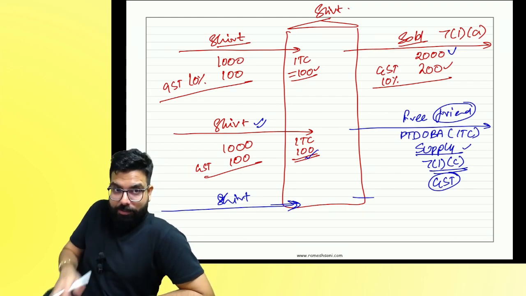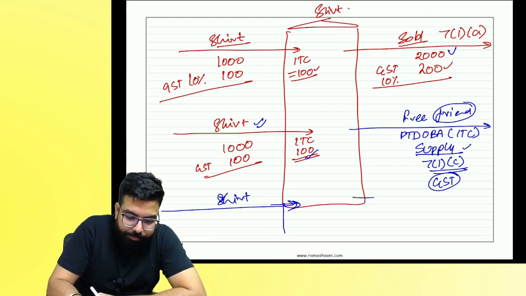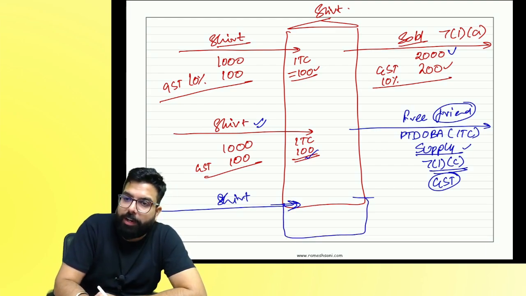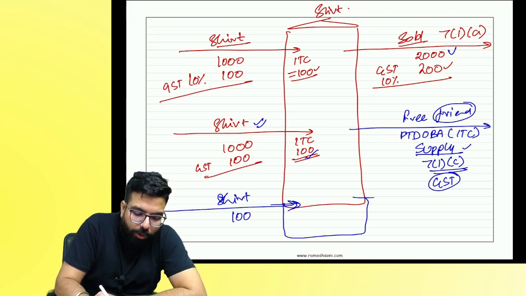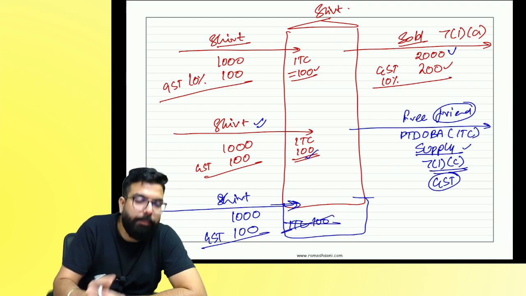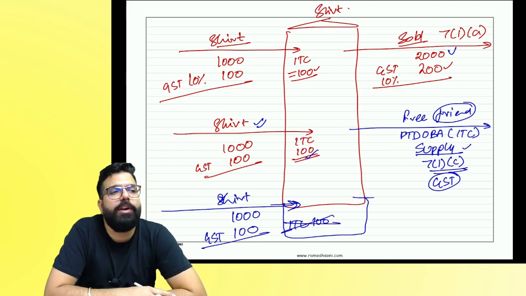This one now. Everyone over here. I bought a shirt. 1000 rupees, GST 100. How much input tax credit? I did not take the input tax credit. You know why? I'm going to use the shirt for myself.